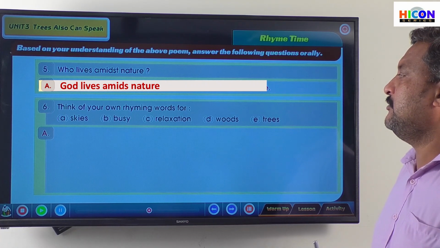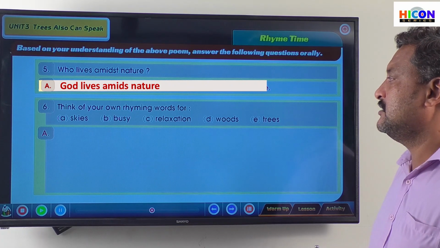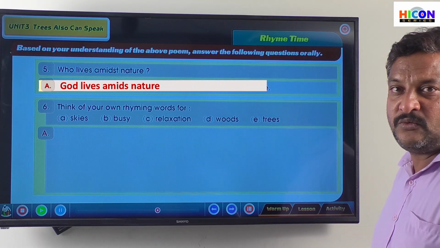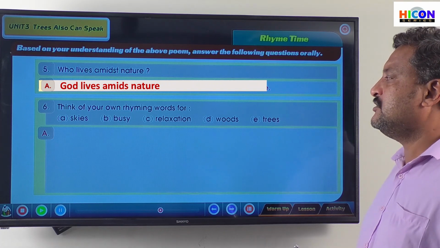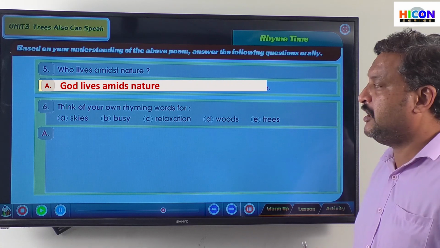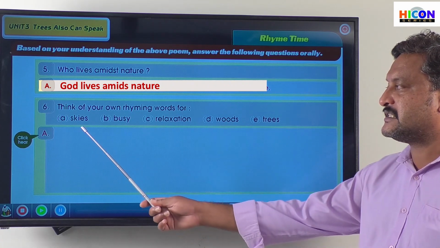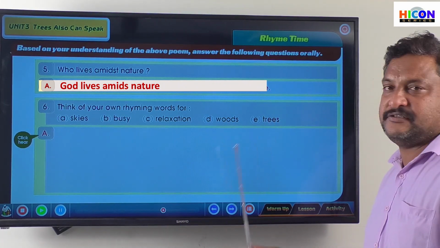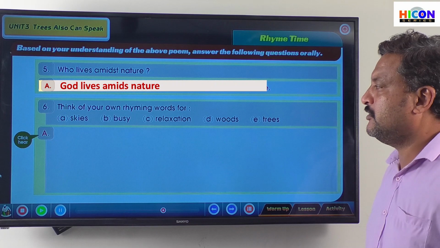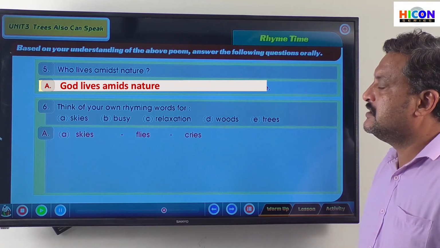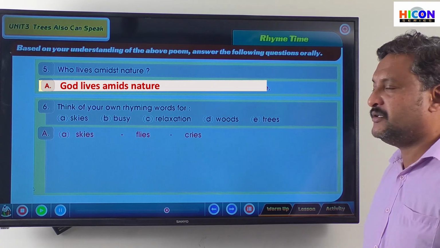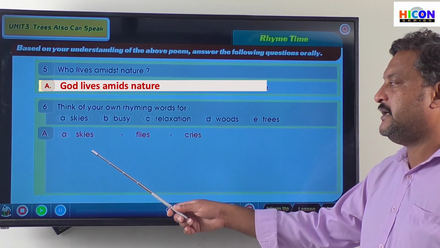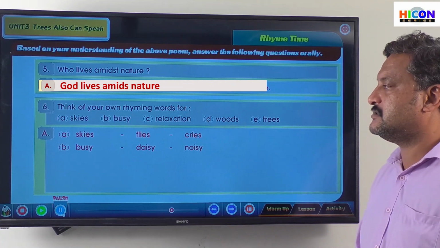Think of your own rhyming words for skies, busy, relaxation, woods, trees. So what we need to do now is, we need to find the rhyming words for the words skies, busy, relaxation, woods, trees. Okay, so we'll do it one by one. Write skies. The two other rhyming words are flies, cries. Skies, flies, cries.